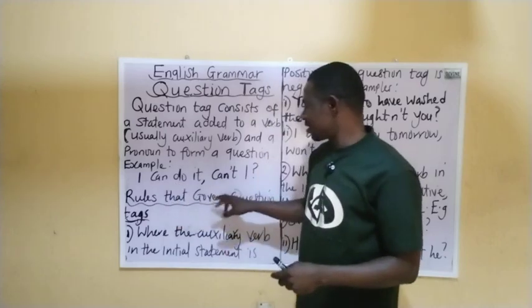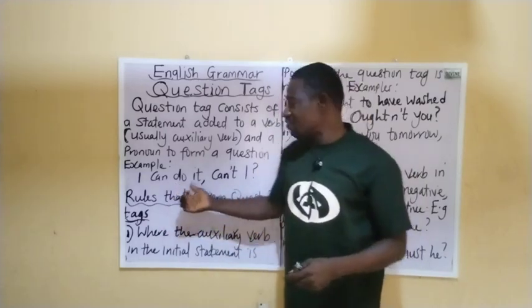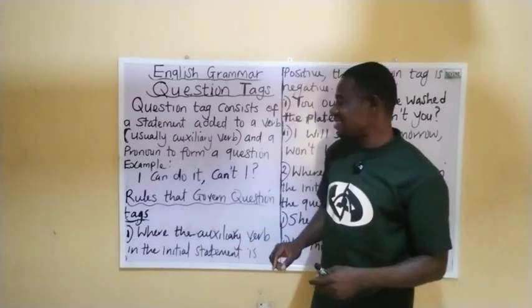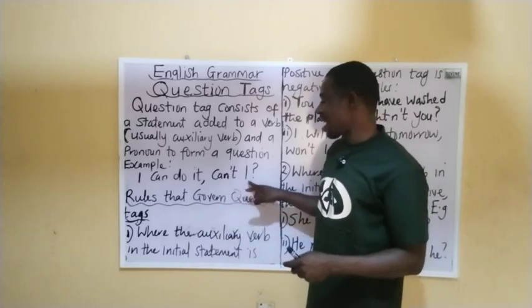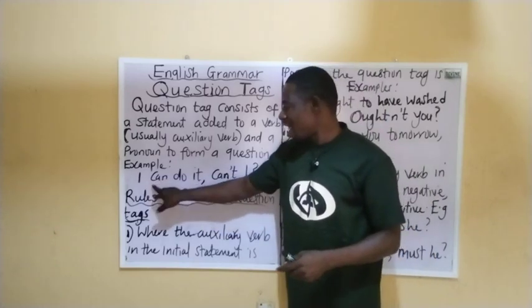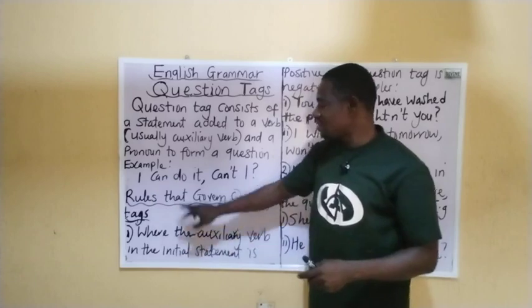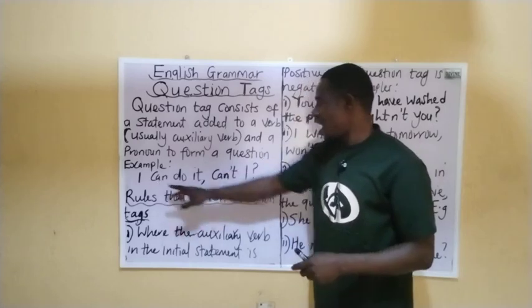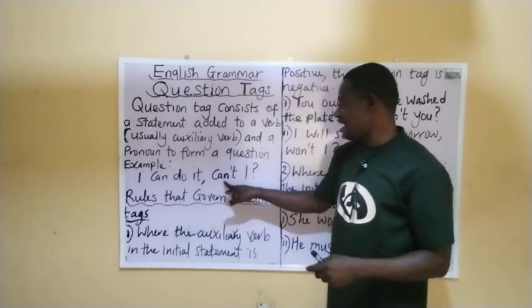I can do it, can't I? There are two statements in this example. The first statement says, I can do it, while the second statement says what? Can't I? Okay, in the first statement, we have the auxiliary verb can and the main verb do. Hence, the question tag is formed from the auxiliary verb and the what? The pronoun. So we have can't I.